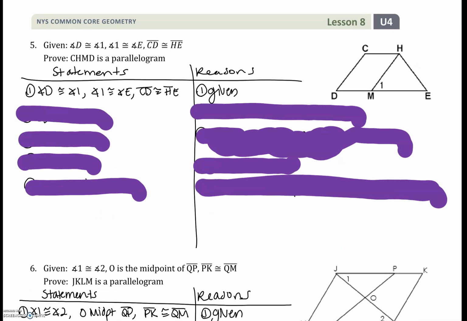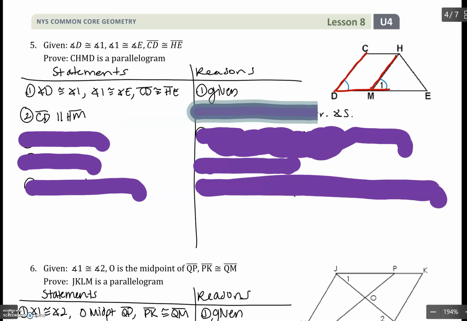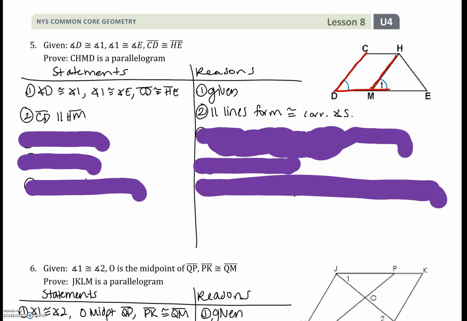Number 5, no triangles to prove here because there's only one. So let's figure out what we can do. We know angle D is congruent to angle 1. I'm noticing that those are kind of in the same position here and here, which is our corresponding angle situation. So I know that CD and HM have to be parallel because parallel lines form congruent corresponding angles. So these are parallel.